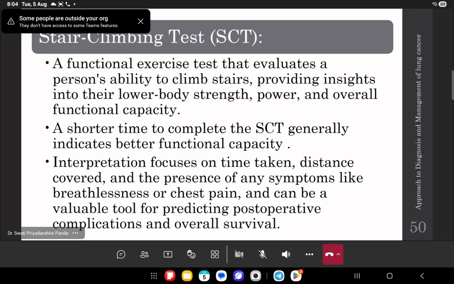The stair climbing test is a functional exercise test that evaluates a person's ability to climb stairs, providing insight into their lower body strength, power, and overall functional capacity. A shorter time to complete the stair climbing test generally indicates better functional capacity. Interpretation focuses on time taken, distance covered, and the presence of any symptoms like breathlessness and chest pain. It can be a valuable tool for predicting postoperative complications and overall survival.